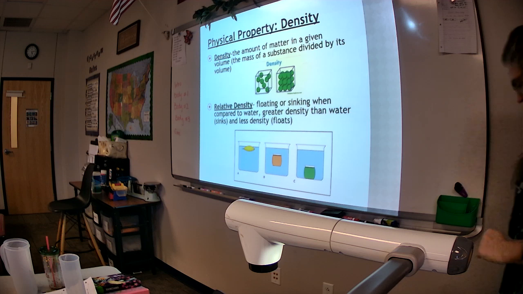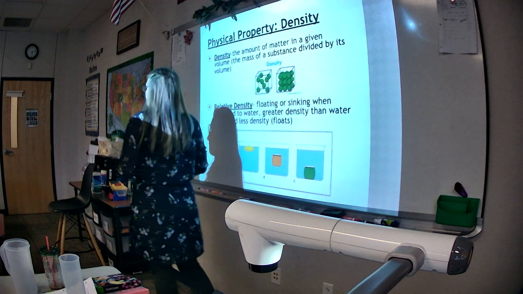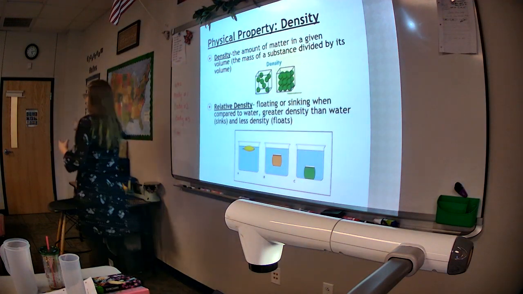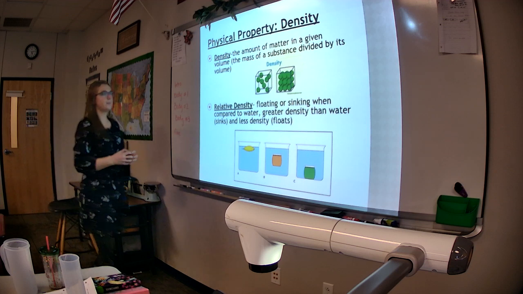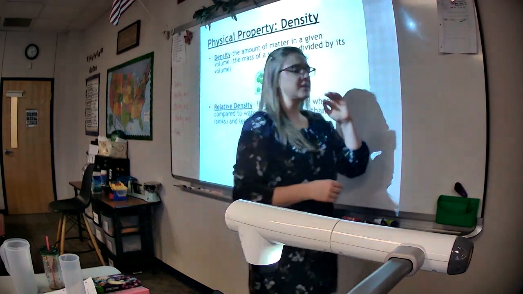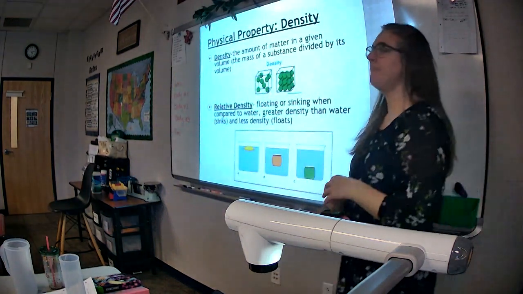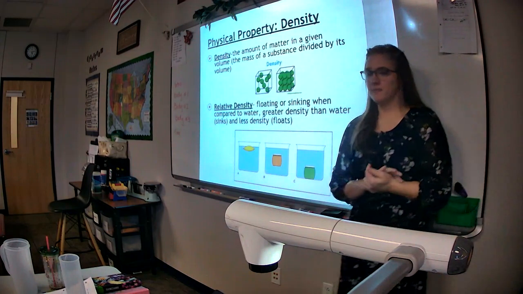All right. Our next physical property, density. By definition, density is the amount of matter packed into a certain volume. We find it by taking the mass of the substance divided by its volume, but we'll get to that later. In talking about density, you've got to be very careful.